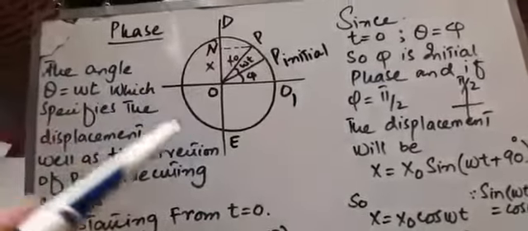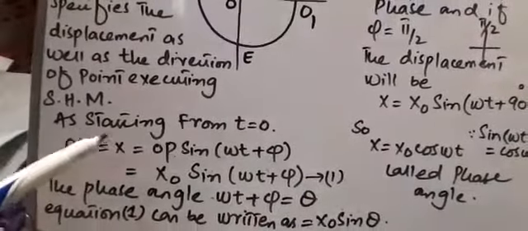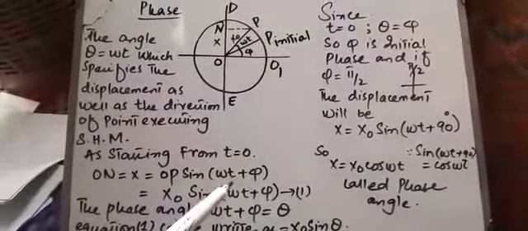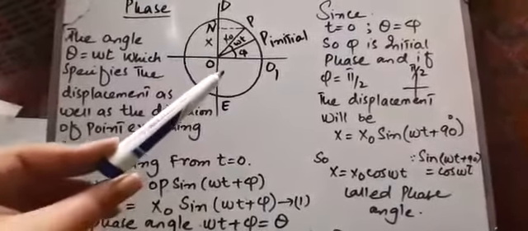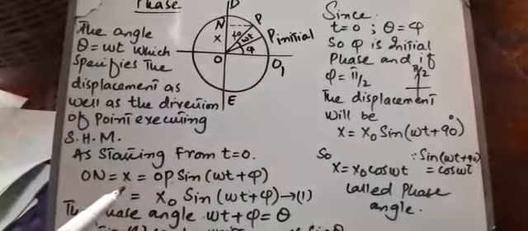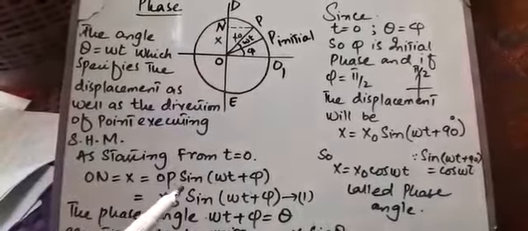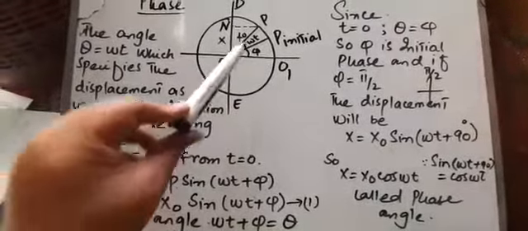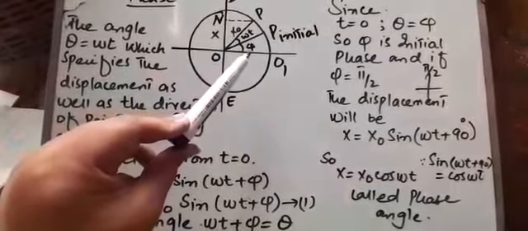After explaining this diagram, we come to the explanation. Starting from t equal to 0, ON is equal to x. In the figure, ON is equal to x. The displacement, named x, is equal to OP sine of omega t plus phi.